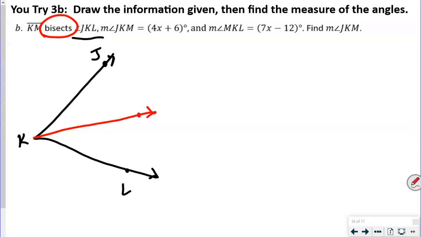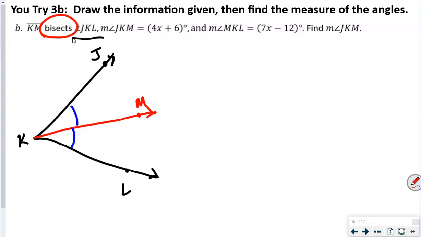So the M's on here. And if it says that it's in the interior, if there's a dot on the interior, y'all, that means you're placing a dot in there and you're going to draw a ray, okay? So once again, if it's being bisected, that tells us that this angle and this angle have to be congruent. So it says JKM. Oops, I forgot to label the M.